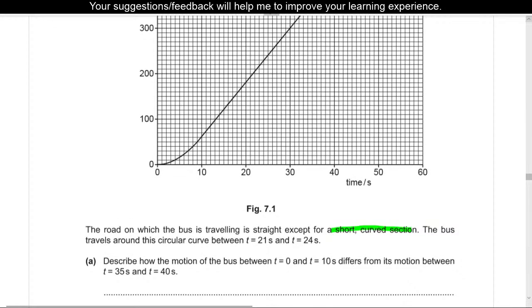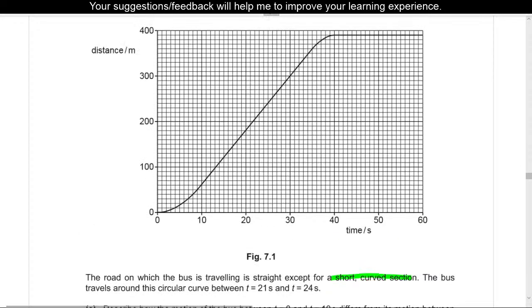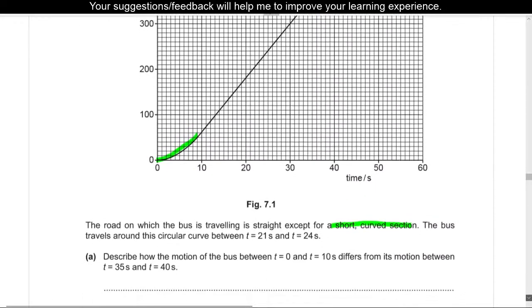So let's see the graph between time 0 to 10 seconds. You can see that this is increasing slope, and between 35 to 40 seconds it is decreasing slope. Slope of a distance-time graph represents the speed. So between time 0 to 10 the speed increases, and between 35 to 40 seconds the speed decreases. So let's write the answer of it.